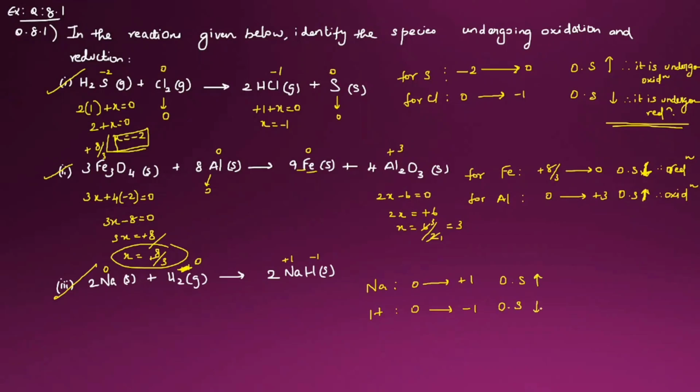So if we see here, sodium's oxidation state has increased from 0 to 1, and hydrogen's oxidation state has decreased from 0 to minus 1. Therefore, sodium undergoes oxidation and hydrogen undergoes reduction in this case.